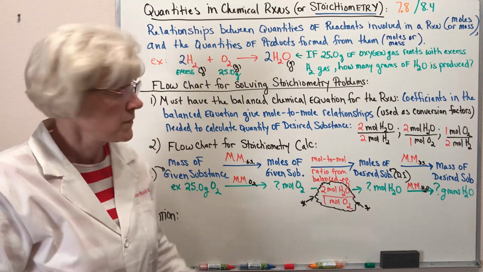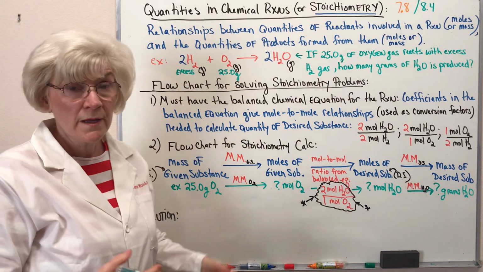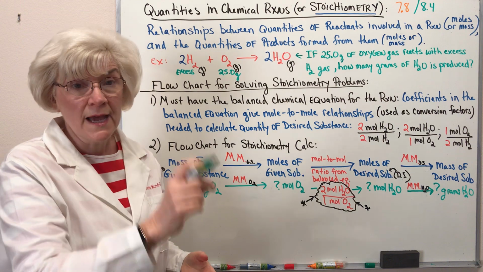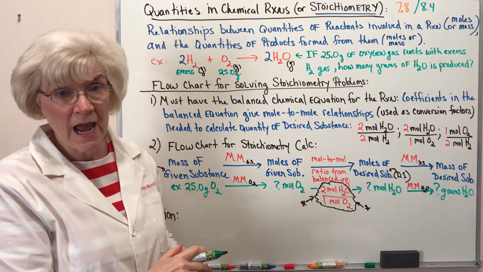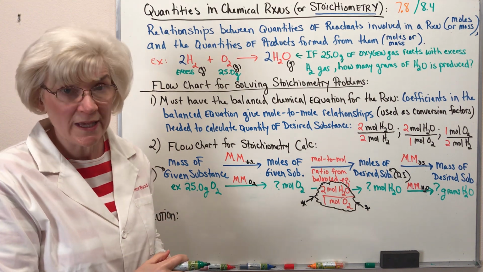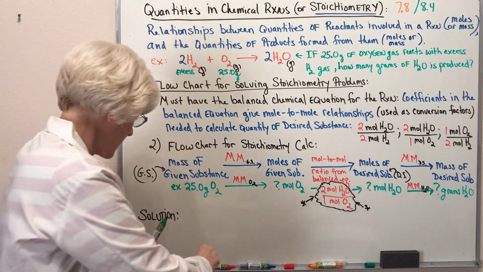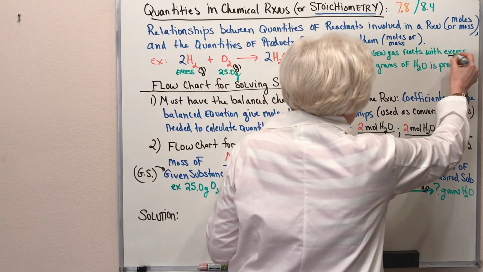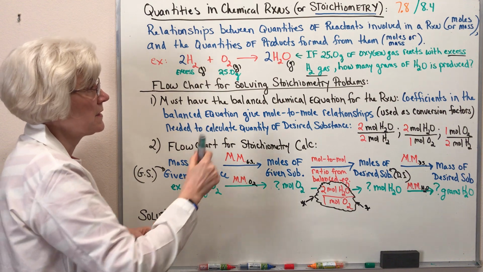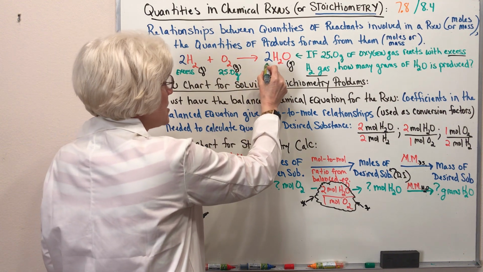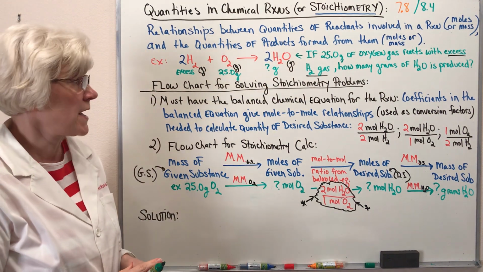Now that's a good question. What if there wasn't plenty of hydrogen? What if we had to worry about which one ran out first? Well, that's a sneak preview into our next topic, which is a limiting reactant problem, a limiting reactant stoichiometry problem. But we don't have to worry about that issue here because we're told that we have plenty of hydrogen gas. We don't need to worry about hydrogen gas running out. So if 25 grams of oxygen gas reacts, how many grams of water is produced in this reaction?